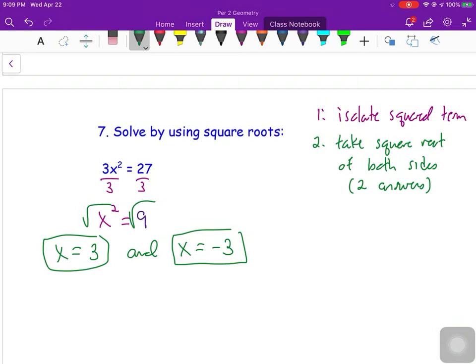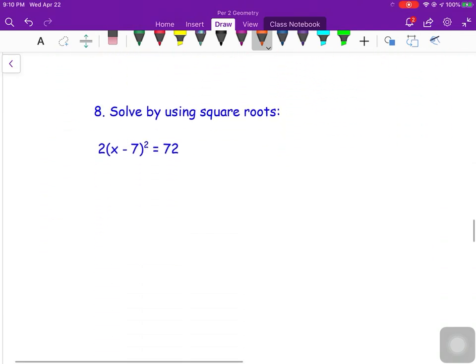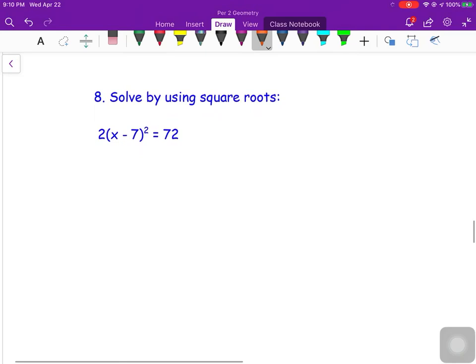Now, you may have been taught back in Algebra 1 to use a plus or minus sign. In geometry, we do not use a plus-minus sign. And you'll see why as we go along in this review. Let's do yet another one, solving by using square roots.